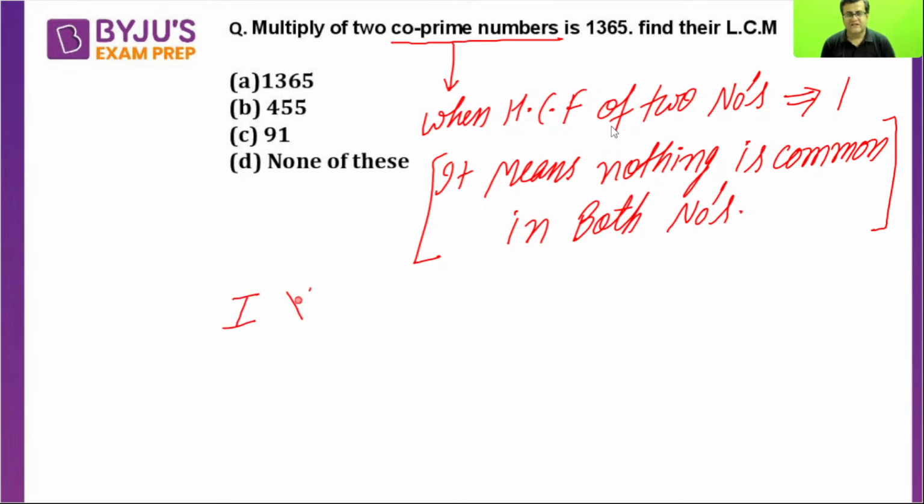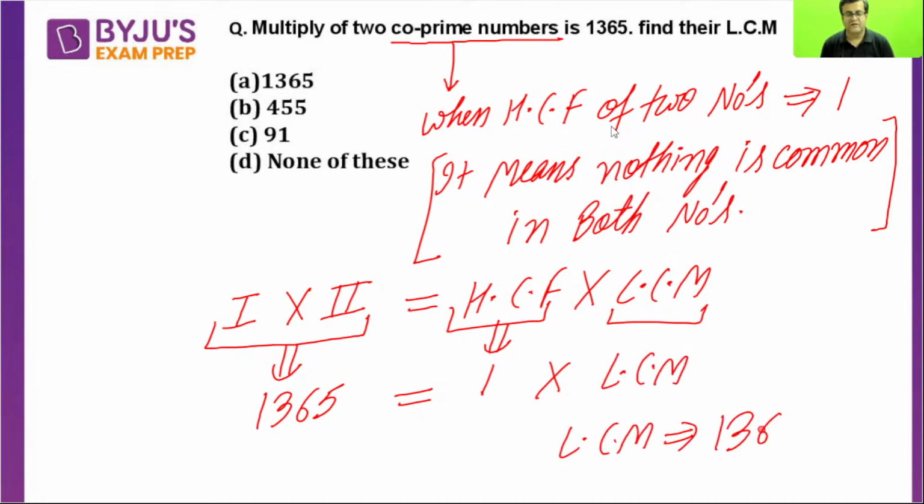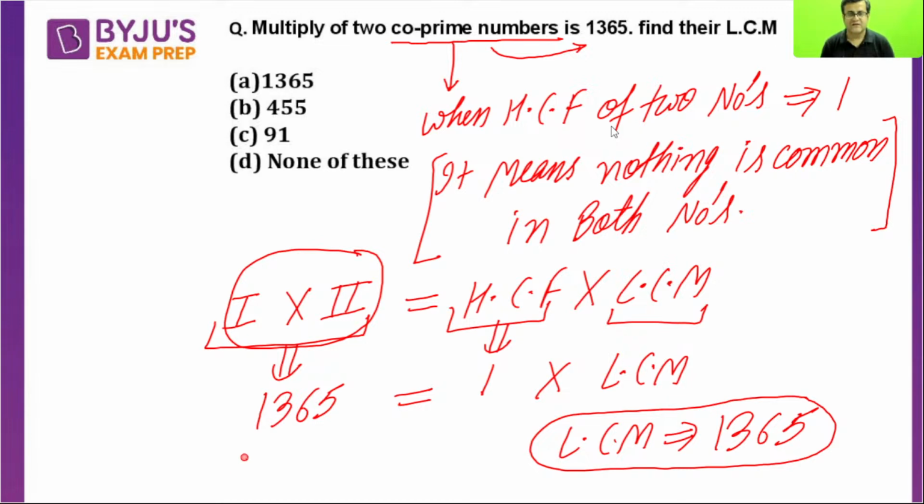First number into second number is equal to HCF into LCM. The multiply of both numbers is given as 1365. If HCF is 1, what about LCM? LCM will be equal to 1365. Is the point clear? This is the complete explanation. Directly you can remember, the multiply of two co-prime numbers is 1365. It means HCF will be 1, and the LCM you are supposed to find out is equal to the multiply of the two numbers. Okay, 1365 is the right answer.